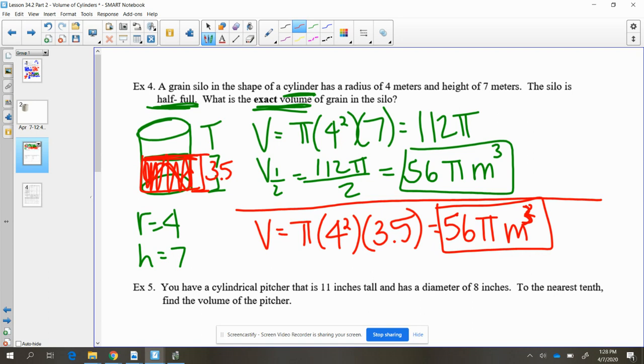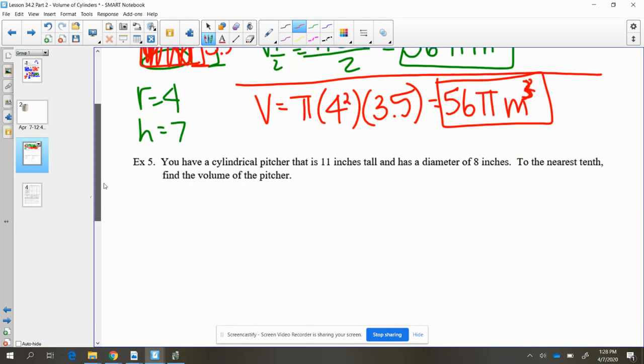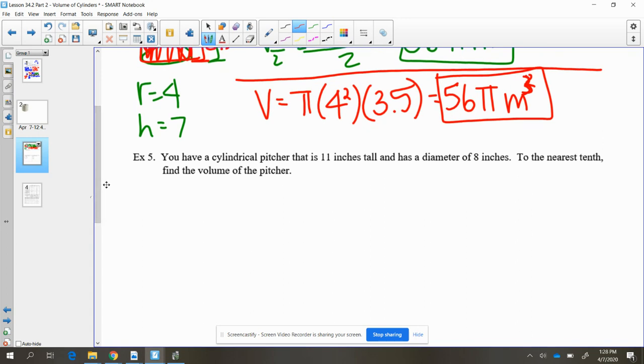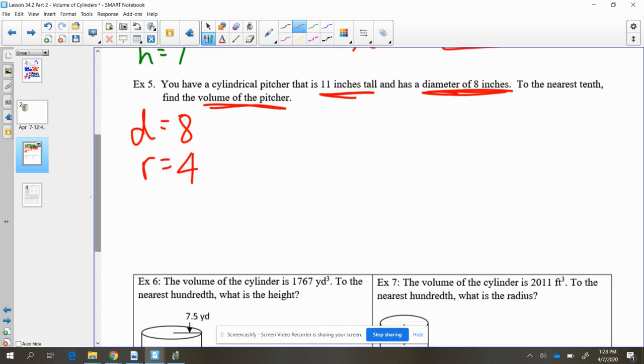All right. Now, example 5 is talking about a cylindrical pitcher. And notice it's 11 inches tall. And again, keyword diameter is 8. And if we want the overall volume, again, you have to be careful with what they're giving you. You cannot just plug this in because we need that radius in order to be able to find the volume here.